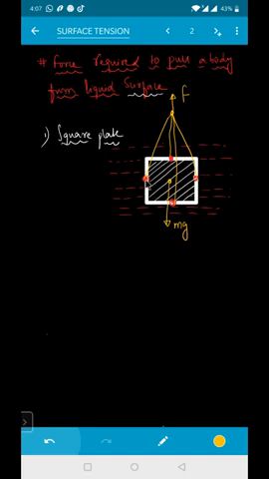So what is the total length of this one? L, L, L, L. That will be equal to how much? 4L. So the force required will be F equals 4T into L plus M into G, because surface tension is acting in the downward direction, and Mg is also acting in the downward direction. Clear?